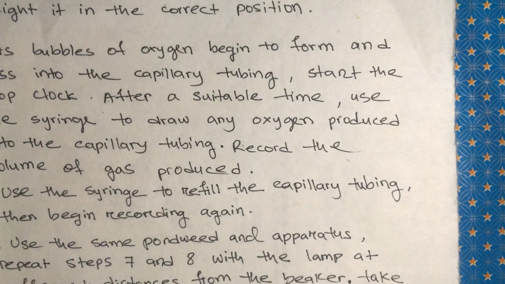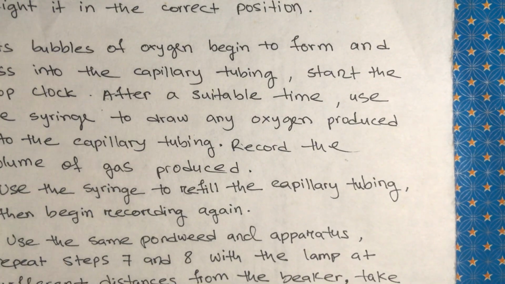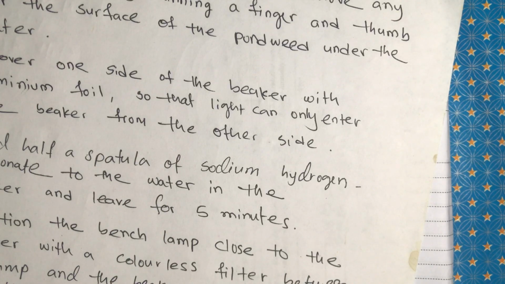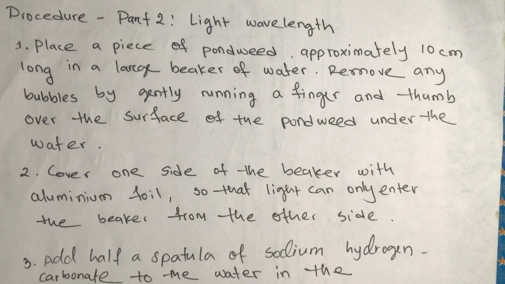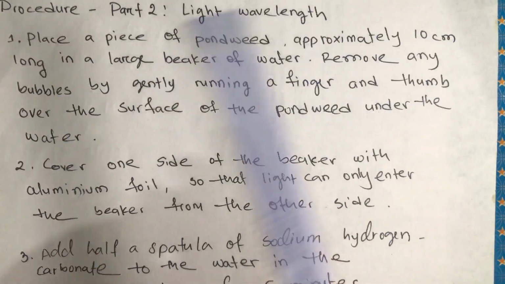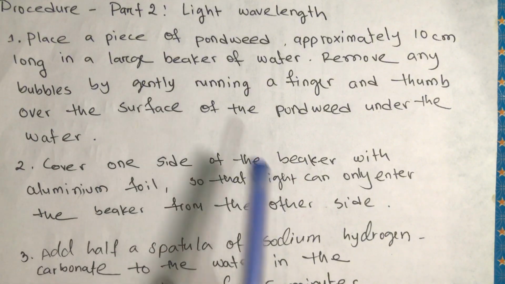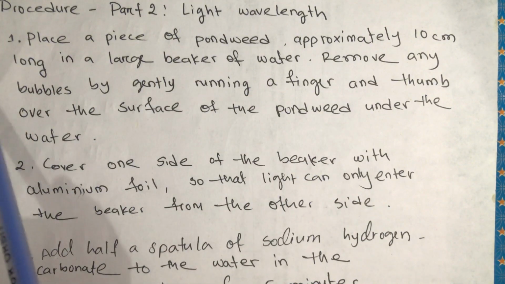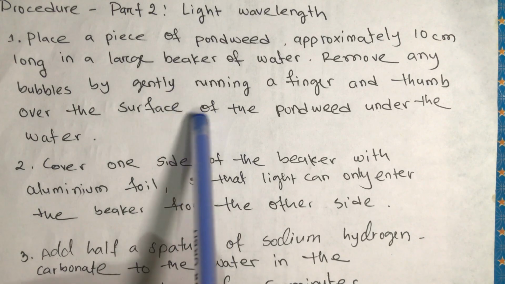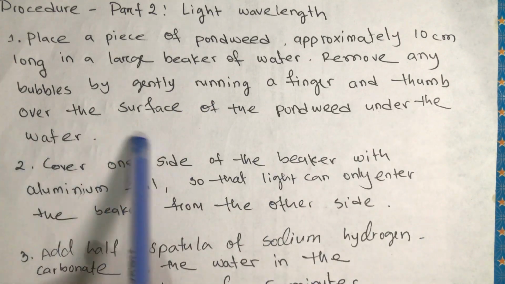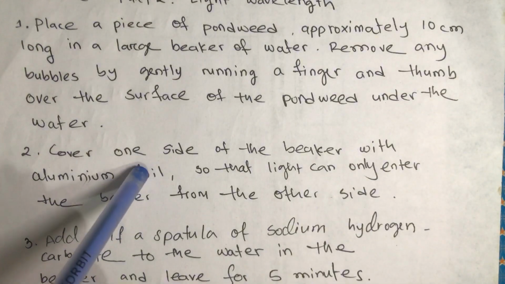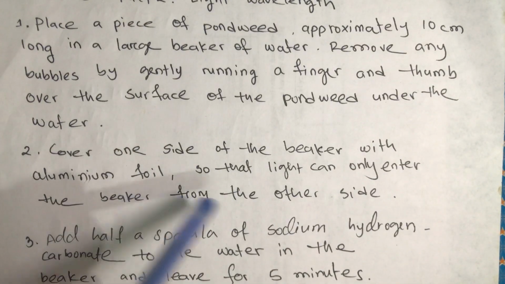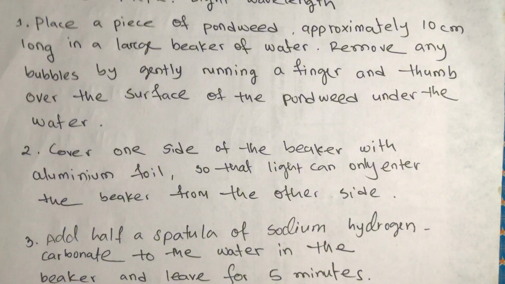Okay, so now let's move on to the next one, which is to investigate the effect of light wavelength. Let's go with the theory first. Place a piece of pondweed approximately 10 cm long in a long beaker of water. Remove any bubbles by gently running a finger and thumb over the surface of the pondweed under the water. As I said before, cover one side of the beaker with aluminum foil so that light can only enter the beaker from the other side.